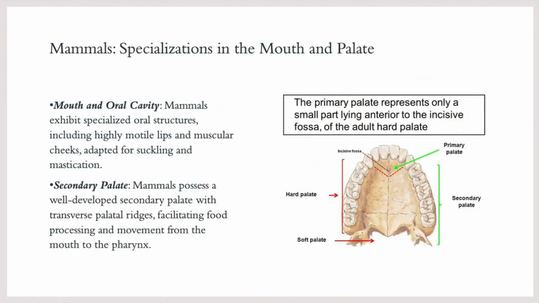Now, the mammals, what changed with the mammals? Our mouth and our oral cavity developed a bit more as our lips became more motile and we're able to move our lips better, and our cheeks became more muscular. This was for two reasons. Reason one is suckling, and reason two is mastication. Suckling is basically receiving milk from the mammary glands, so basically sucking that milk.